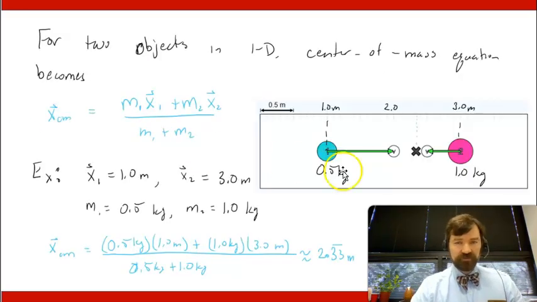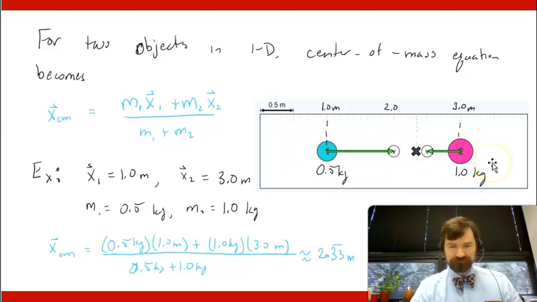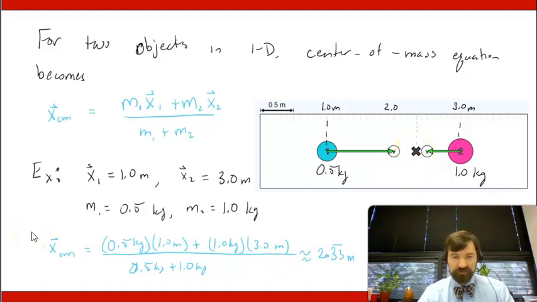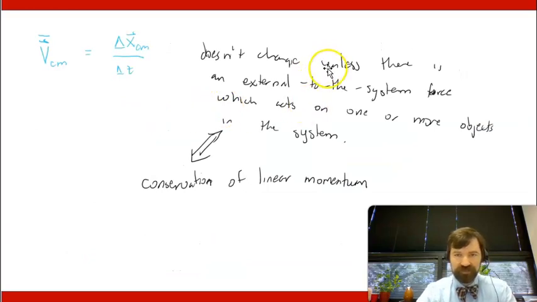So in that other video, I used the PhET simulation, and I had a couple of masses that I collided with each other, both in 1 dimension and 2 dimensions, and we tracked what the little center of mass did for each of these collisions. And essentially what we've concluded is that the center of mass velocity doesn't really change unless there's a force external to the system which acts on one or more of the objects in the system.